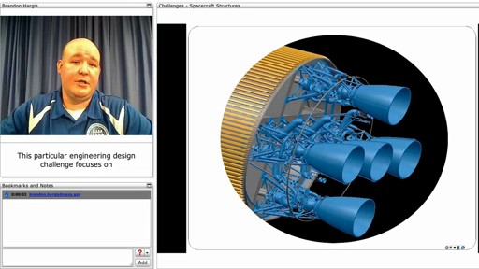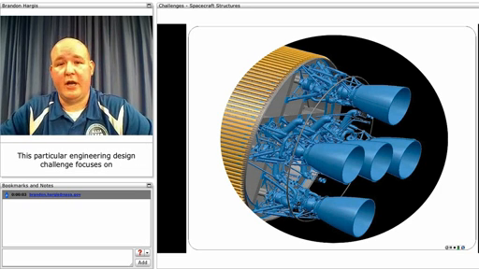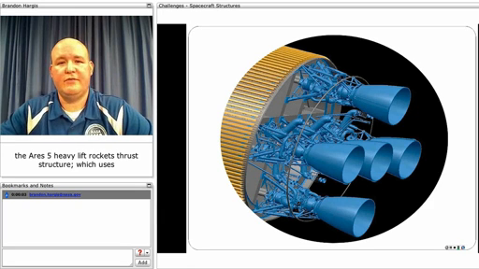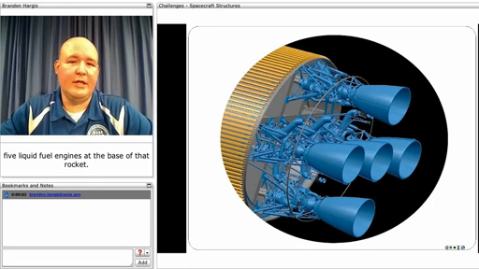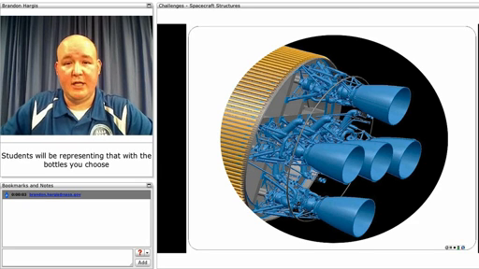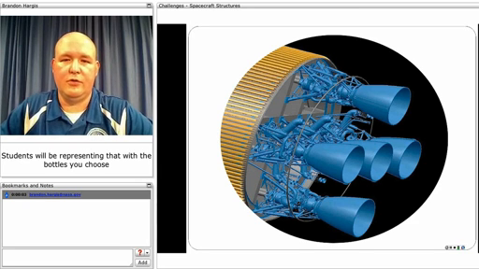This particular engineering design challenge focuses on the Ares 5 heavy lift rocket's thrust structure, which uses 5 liquid fuel engines at the base of that rocket. And students will be representing that with the bottles that you choose for them to use.